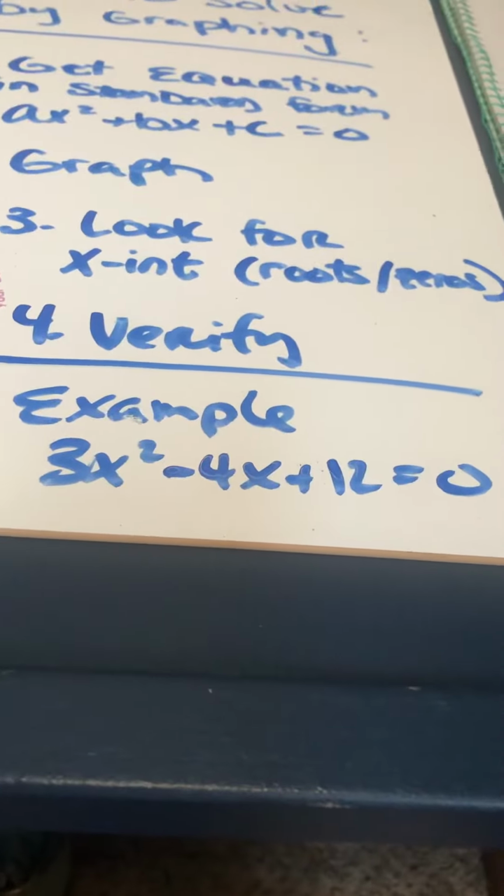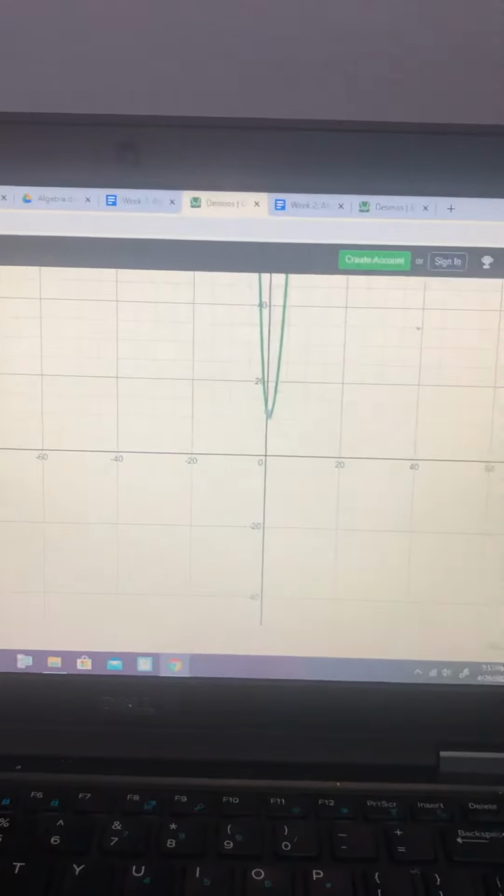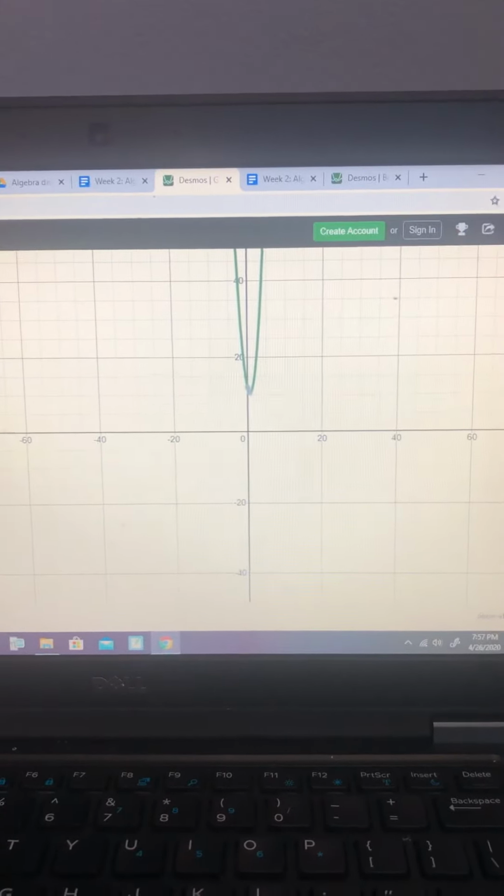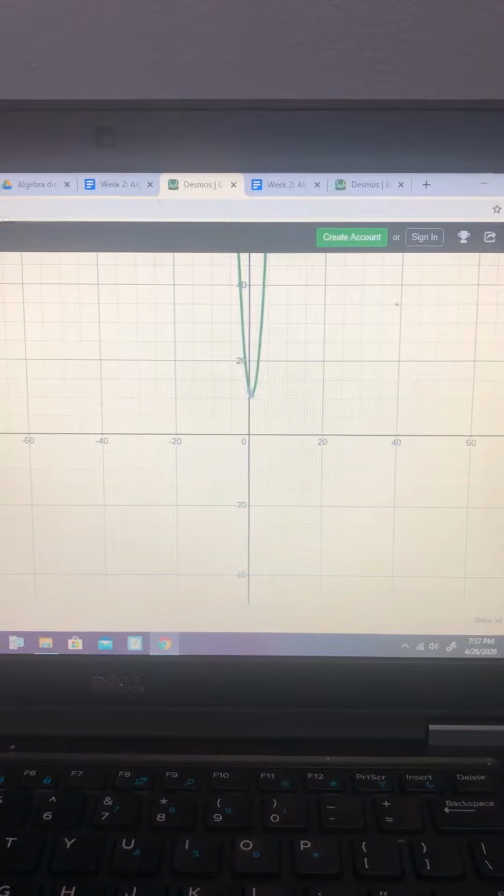Because if it did have a solution, the solution would be where the x-intercepts are, and as we can clearly see, there are no x-intercepts. This parabola will never touch the x-axis. Your answer to the problem is no solution.